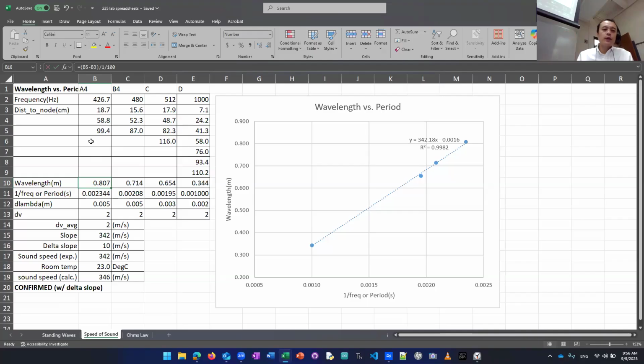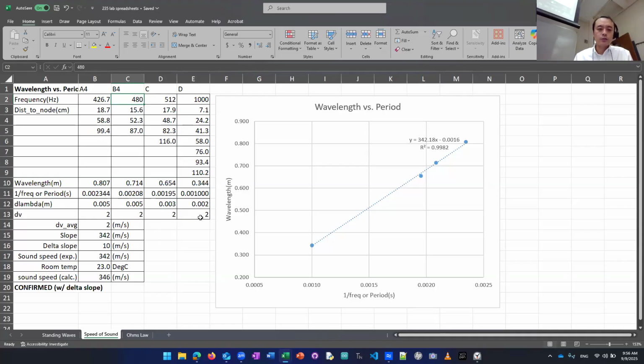So that's right. Basically between these two, there should be a full wavelength. That's almost the length of the tube, right? The tube is about 1 meter long. So that makes sense. And the next one has a really similar frequency, except that it's a higher frequency. It means slightly shorter wavelengths.